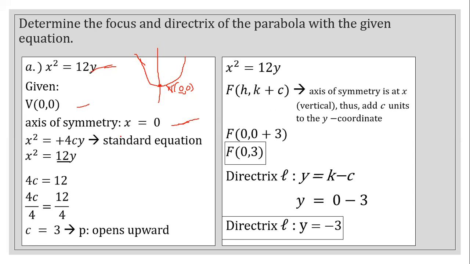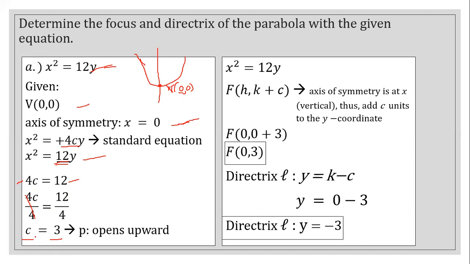So in our given x squared is equal to 12y, the 12 is actually the value of 4c. To get the value of c, we use this 12. So 4c is equal to 12. Divide both sides by 4. So c is equal to 12 divided by 4, which is 3. So c is equal to 3, and our parabola is opening upward.